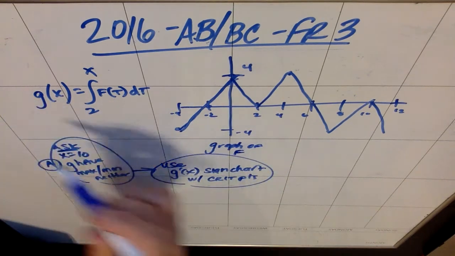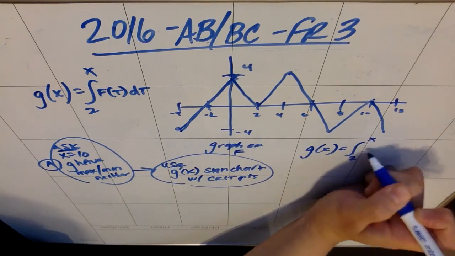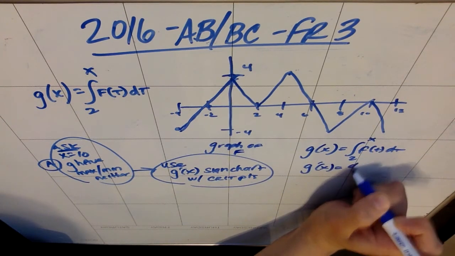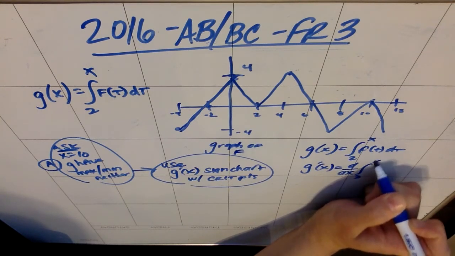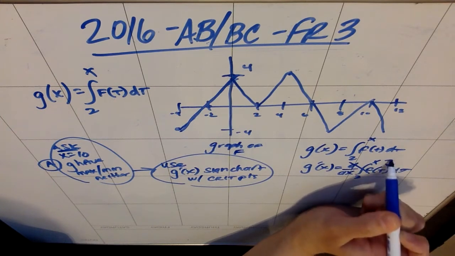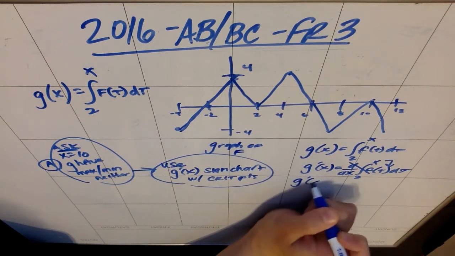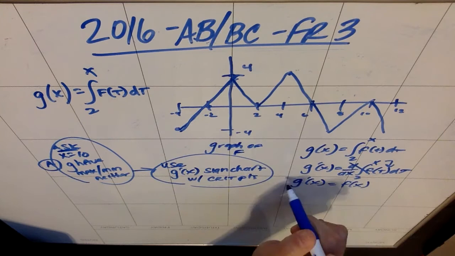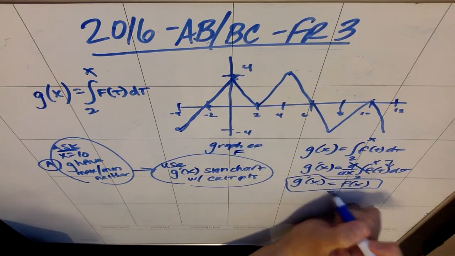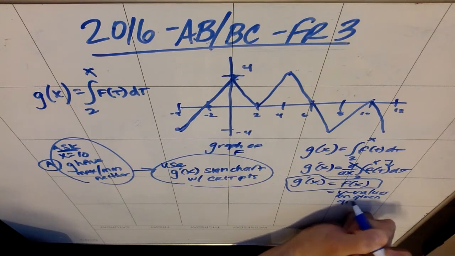So first we should figure out how G is related to F. I know that G of x is the integral from 2 to x of f of t dt. That means g prime of x, using the second fundamental theorem of calculus, is f of x times the derivative of x, which is 1, minus f of 2 times the derivative of 2, which is 0. So g prime of x is f of x. That's important. So g prime of x is the y values on the given graph. That's the leap we need to make.